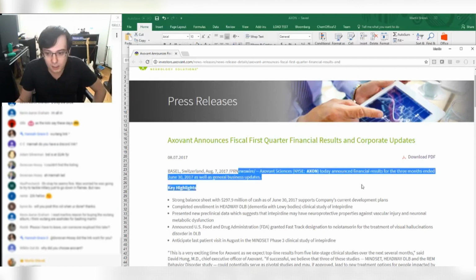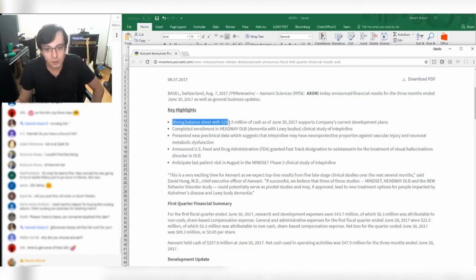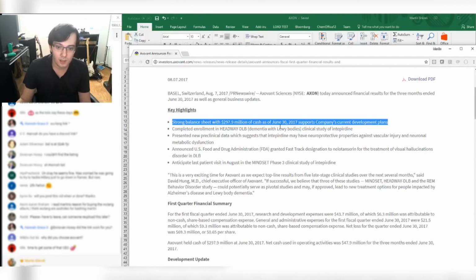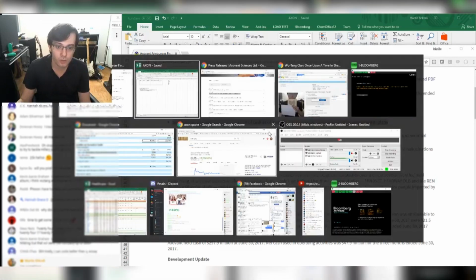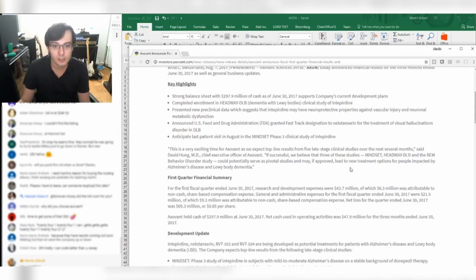All right, so Axovant today announced financial results for its 3 months ended June 30th. Strong balance sheet with $297.9 million in cash. So again, we got that from the SEC filing, and I would encourage you not to take the financials from the press releases. So I think you should take them from the SEC filing. So we'll ignore anything like that.